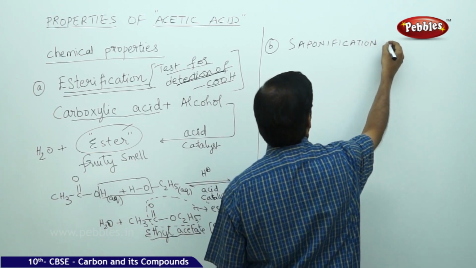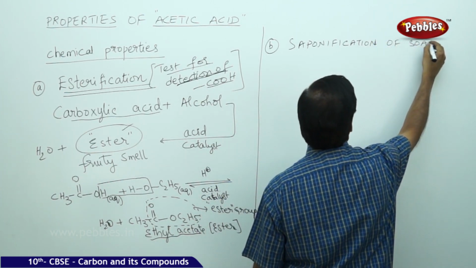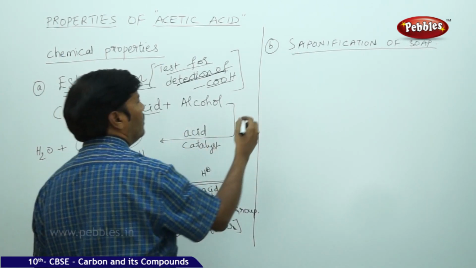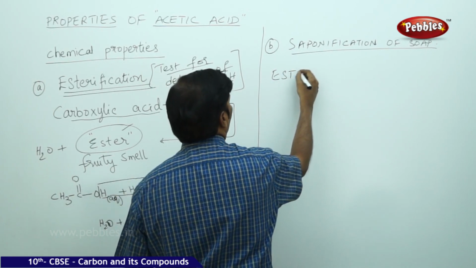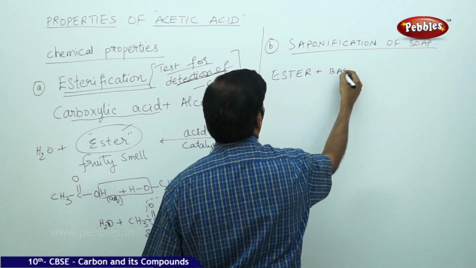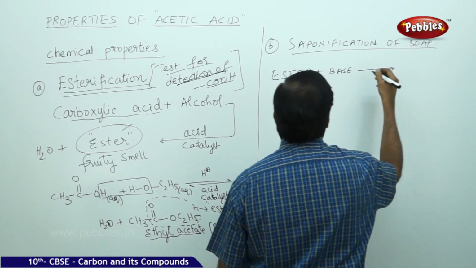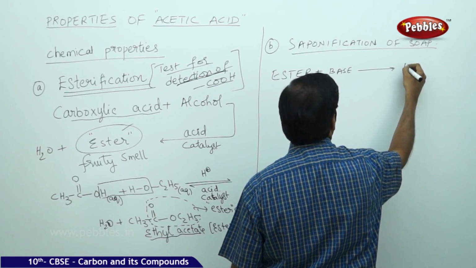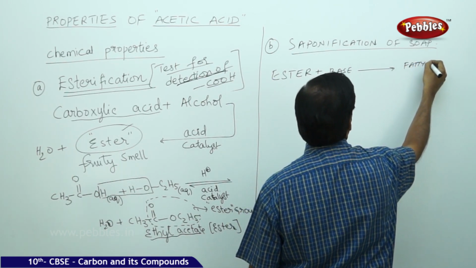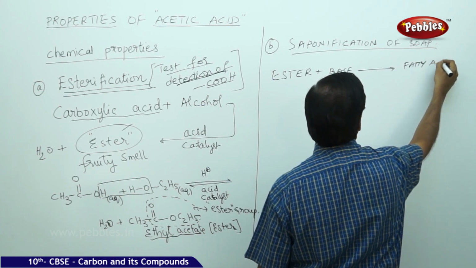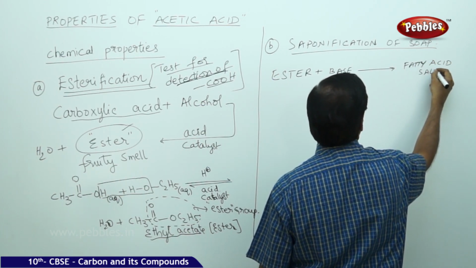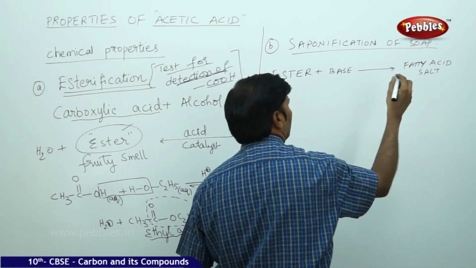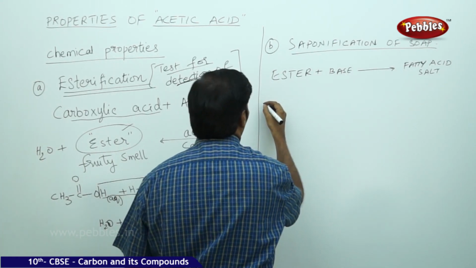Saponification of soap. So we have an ester. Ester, when treated with base, we get salt and fatty acid. So let us see what it is that we are going to get.